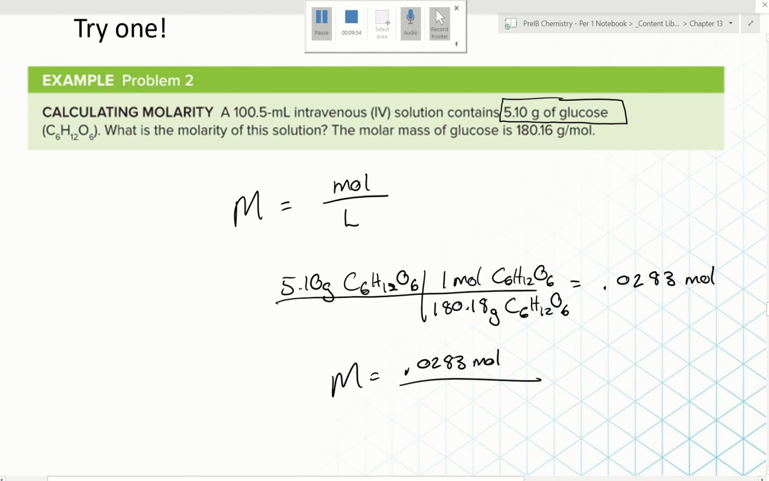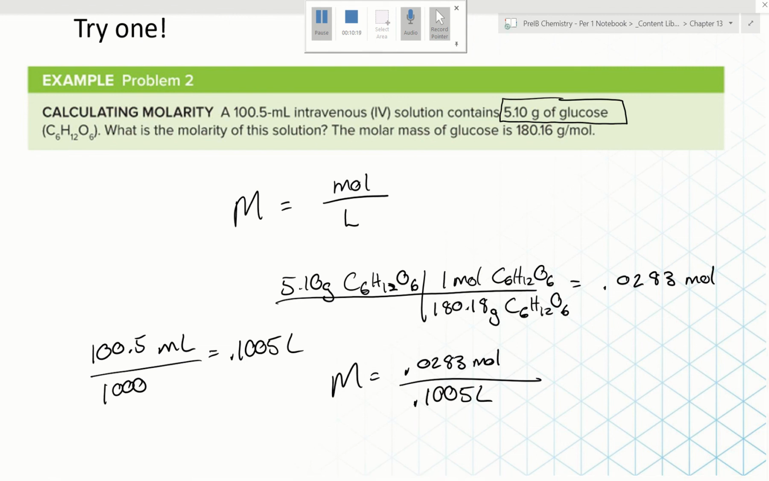divided by, and this is going to be in 100.5 mLs. But we're going to have to divide that by 1,000 to get 0.1005 liters, because it has to be in liters. So 0.0283 divided by 0.1005, and that's going to give us a molarity of 0.282 moles per liter. So we would say that this is a 0.282 molar solution.